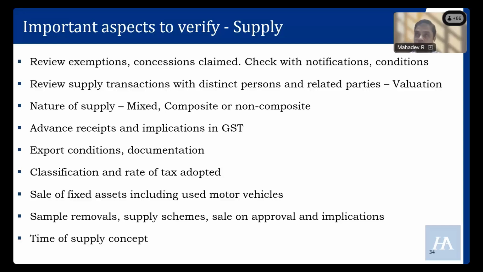Because if there are any exemptions, if there are any concessional rates, we need to make sure that the related conditions are also fulfilled. If there are any transactions with a related party or distinct person, we need to see if there is any tax impact. Nature of supplies, whether the tax rate is being considered properly in case of mixed supply, composite supply, non-composite supply or not. Advance receipts and implications.